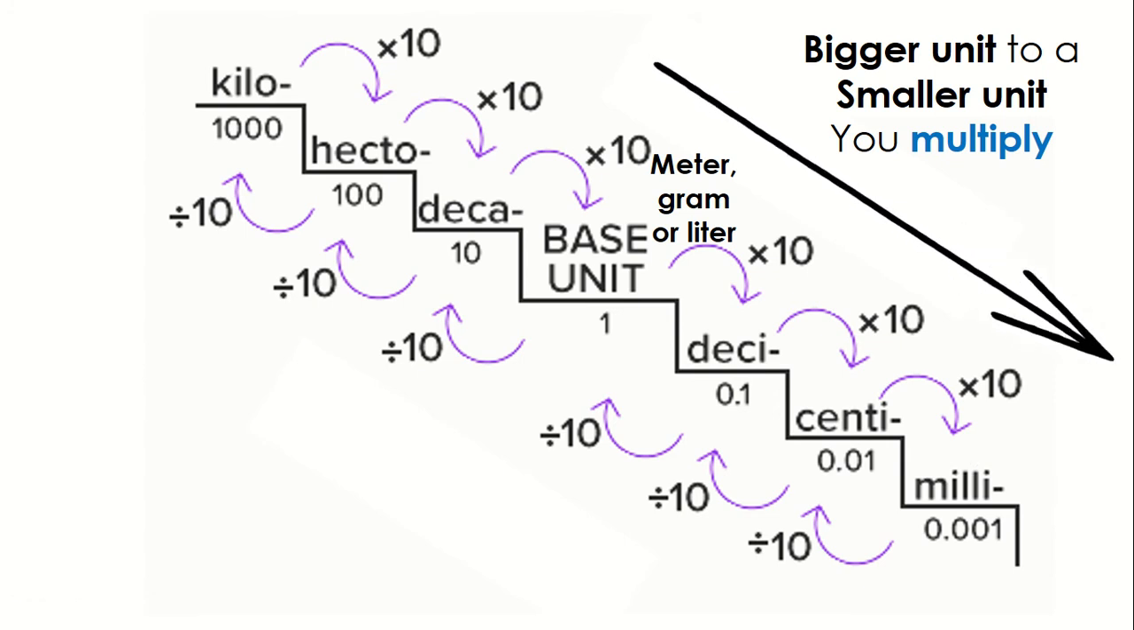For example, you are going to convert kilo to base unit. So, ilang moves yon? Ilang step papunta sa base unit from kilo? 1, 2, 3. So, there are 3 steps or every step is equivalent ng times 10. So, 10 times 10 will give us 100 times 10 will give us 1,000. So, kilo times 1,000, yung number ng kilo times 1,000 will give us the base unit.